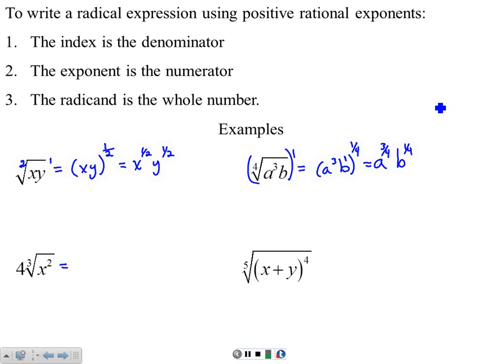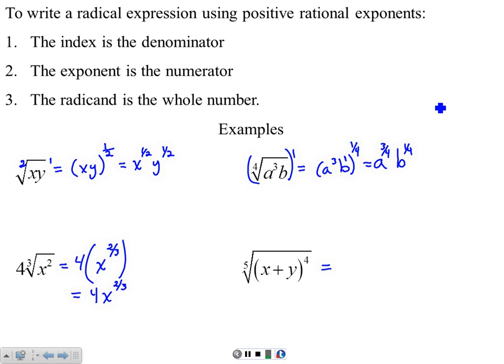Okay, here. The 4 has nothing to do with this radical. So we're going to write it as 4 times. X is your base. And we're going to raise that x to the 2/3 power, power over index. So to write this the way you're used to seeing it, it's just going to be 4 times x to the 2/3. That 2/3 has nothing to do with the 4.